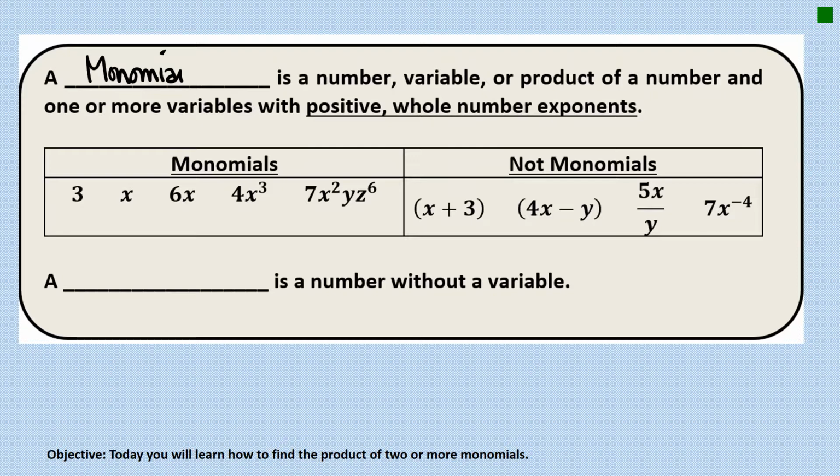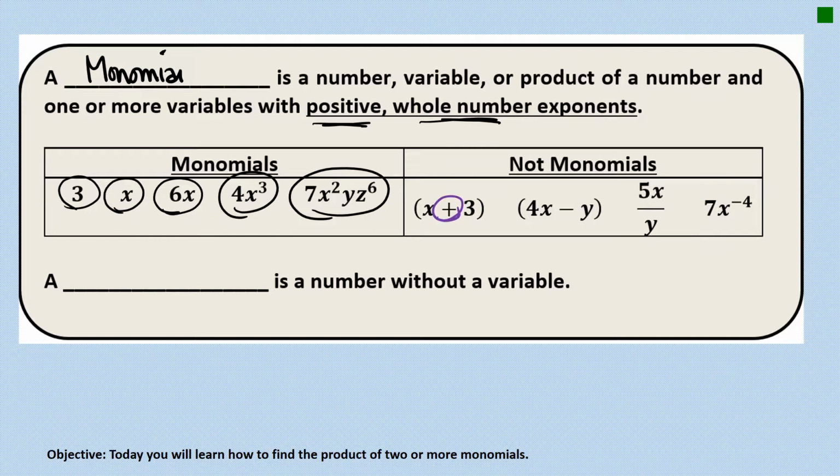A monomial is a number, variable, or product of a number and one or more variables with positive whole number exponents. Positive is important there, okay? Whole number is important there. So all of these, 3 is a monomial, x is a monomial, 6x, 4x cubed, all that huge thing right there, that's a monomial. These are not monomials.